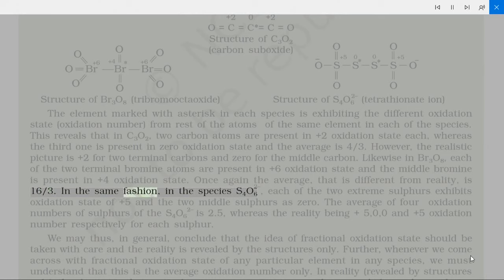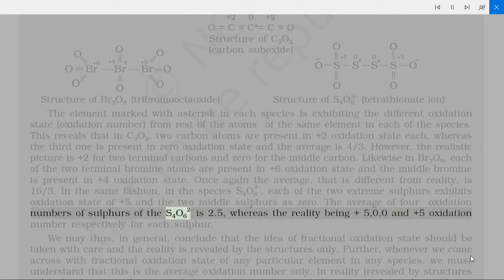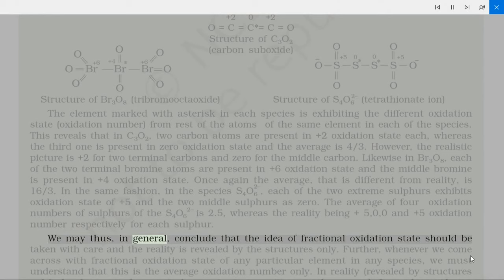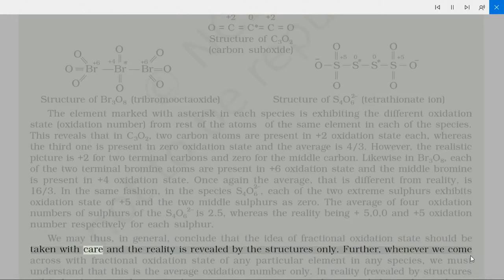Once again the average, which is different from reality, is 16/3. In the same fashion, in the species S4O6 2-, each of the two extreme sulfurs exhibits an oxidation state of +5 and the two middle sulfurs 0. The average of the four oxidation numbers of sulfur in S4O6 2- is 2.5, whereas the reality is +5, 0, 0 and +5 respectively for each sulfur. We may thus, in general, conclude that the idea of fractional oxidation state should be taken with care and the reality is revealed by the structures only.